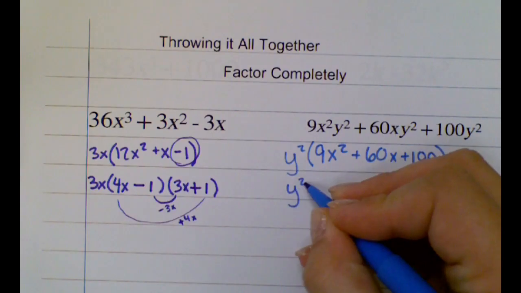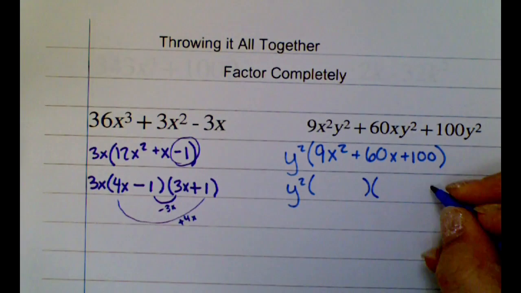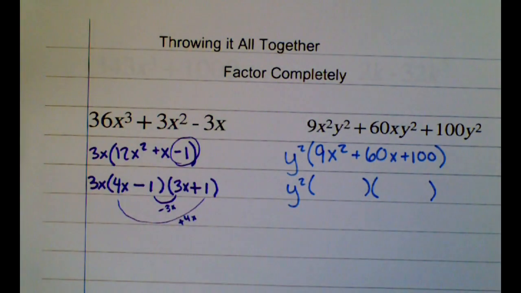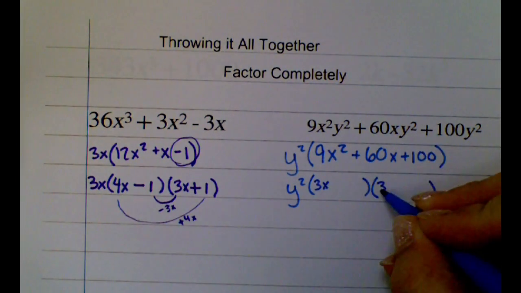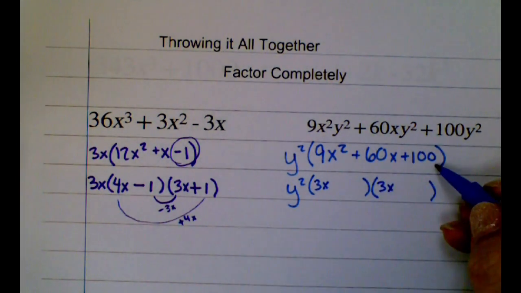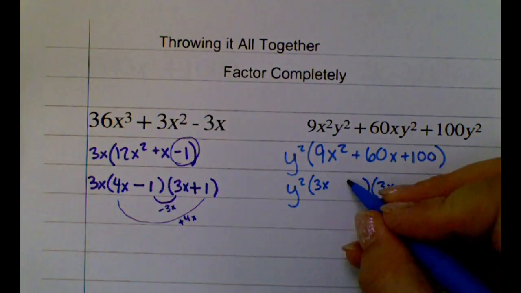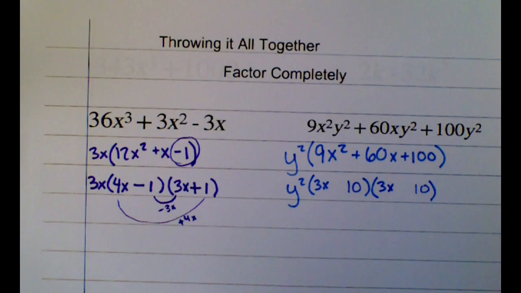Y squared times, to break down 9x squared, I can either use 9x and 1x or 3x and 3x. I'm going to try 3x and 3x first. To break apart 100, I can use 1 and 100, 2 and 50, 4 and 25, 5 and 20, or 10 and 10. I personally look at this one and think 10 and 10.